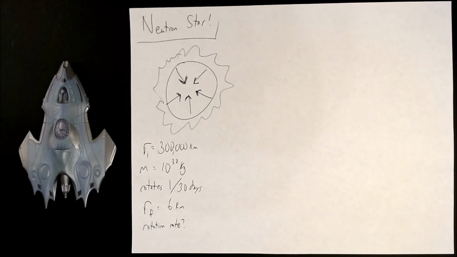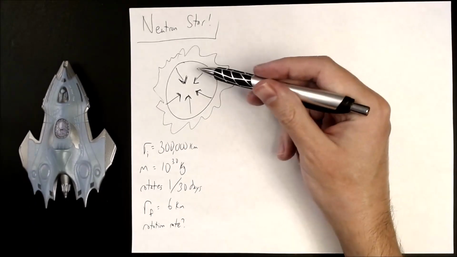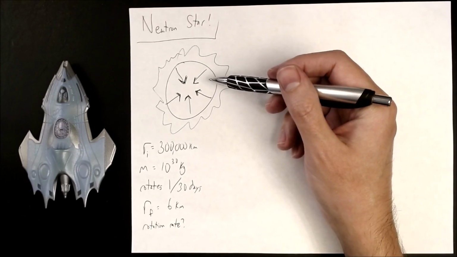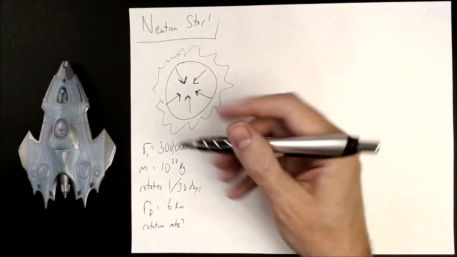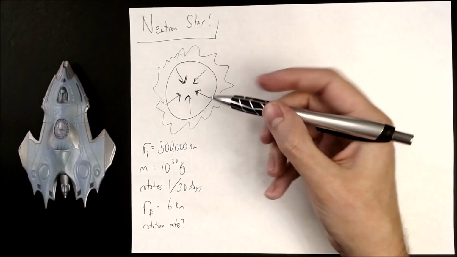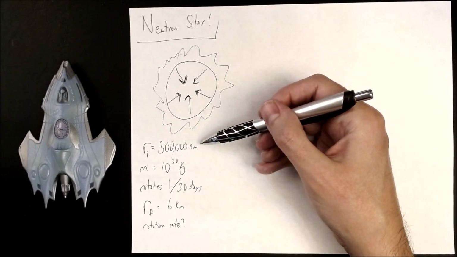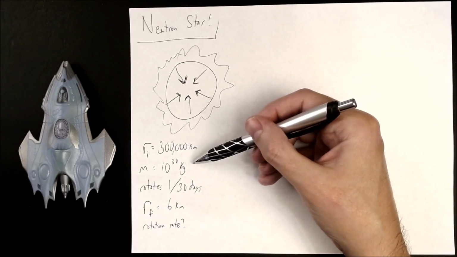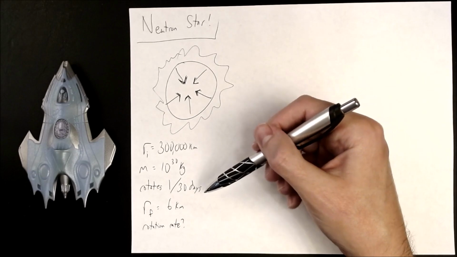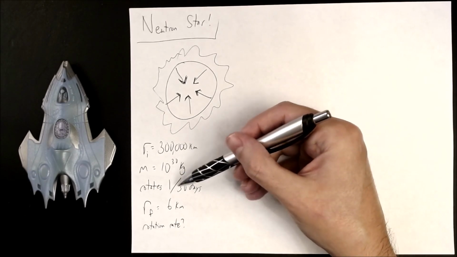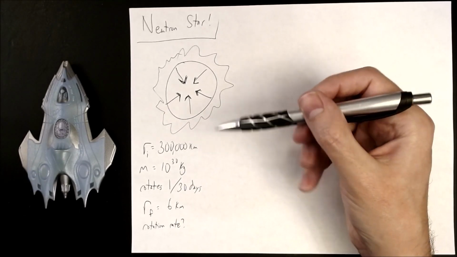The final example problem that I wanted to show you today was about a neutron star, my favorite. We've got this beautiful artwork of a collapsing core of a dying star. This collapsing core has a radius initially of 300,000 kilometers and a mass of 10 to the 30th kilograms. And stars like our sun rotate about once every 30 days.